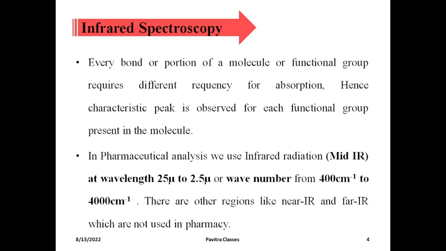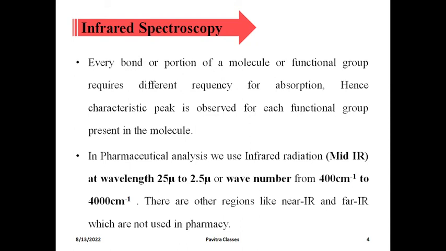Every bond, portion of a molecule or functional group requires different frequencies for absorption. For a particular bond or group, there is a unique range for that frequency. From that uniqueness, we can identify the functional group in an unknown compound, and a characteristic peak can be observed for each functional group present in the molecule.